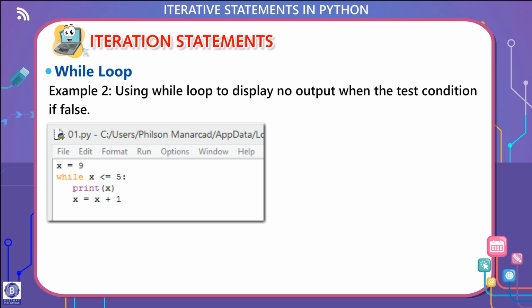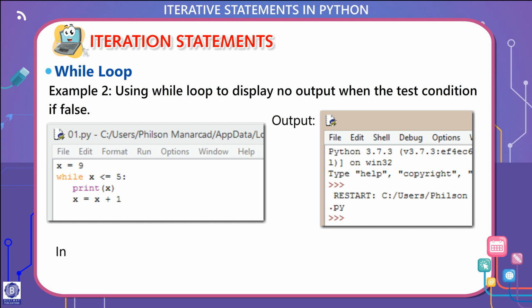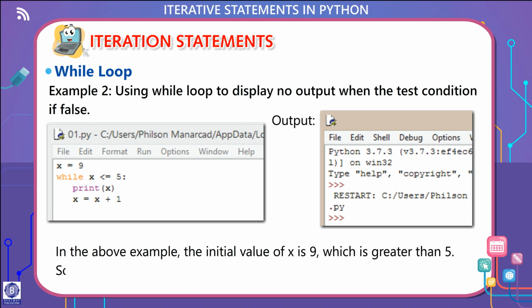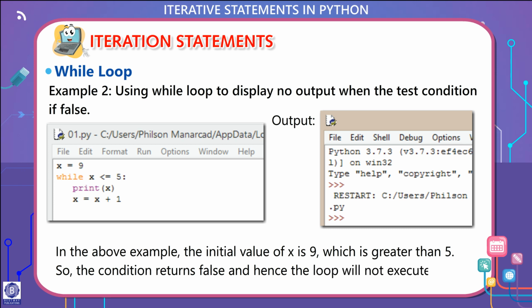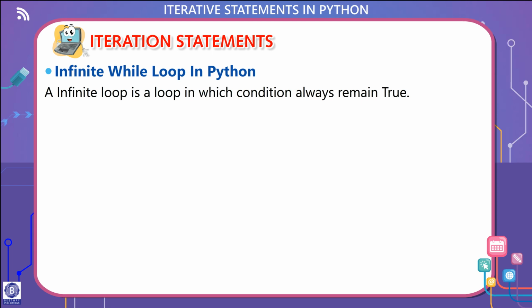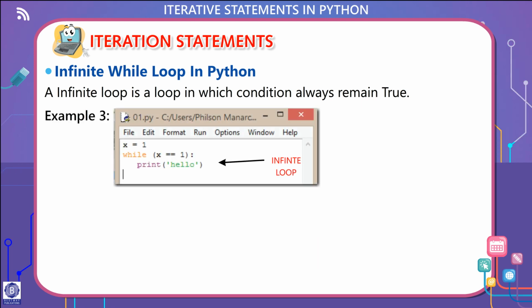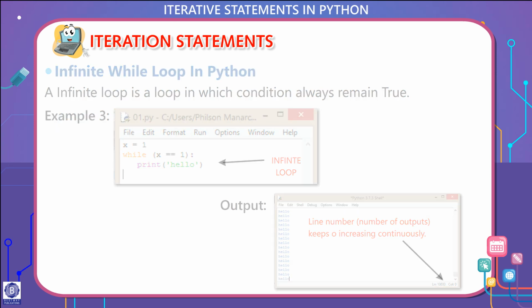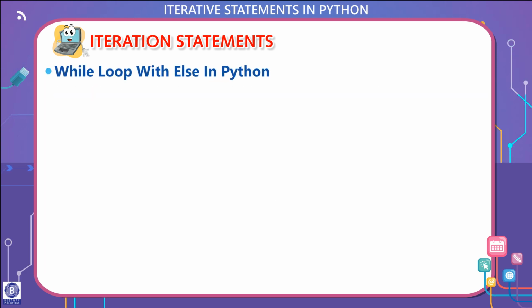Example 2. Using while loop to display no output when the test condition is false. Output. In the above example, the initial value of x is 9, which is greater than 5. So, the condition returns false and hence the loop will not execute. Infinite while loop in Python. An infinite loop is a loop in which the condition always remains true. Example 3. Output.